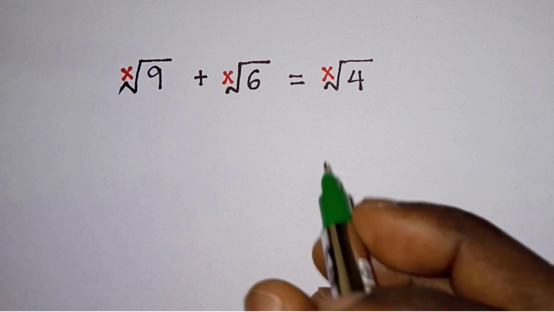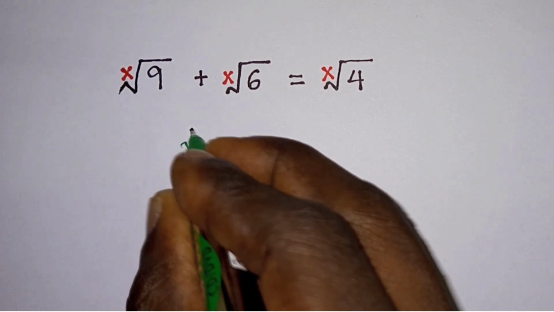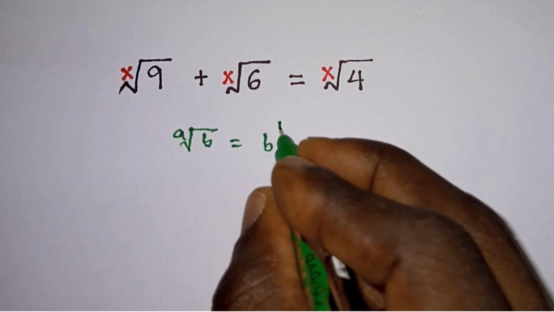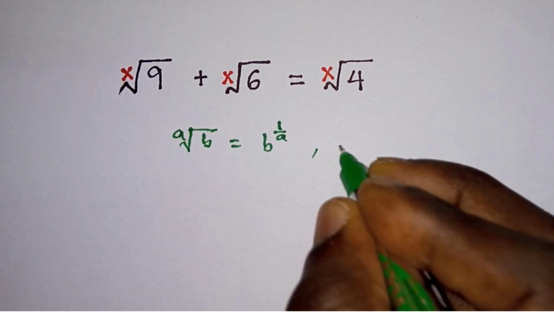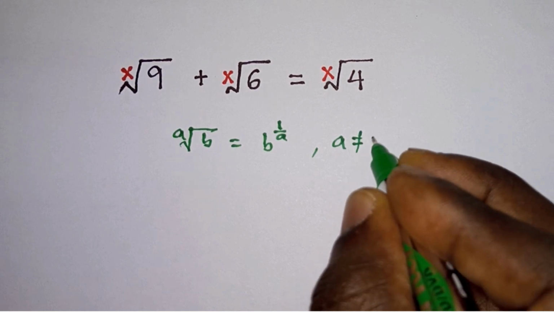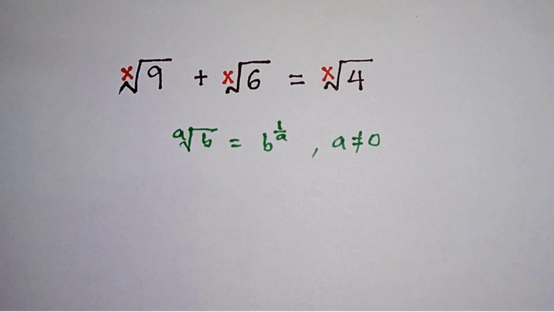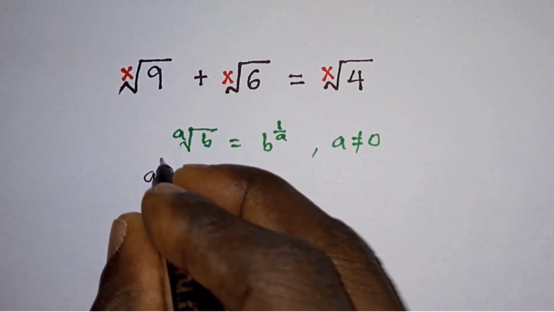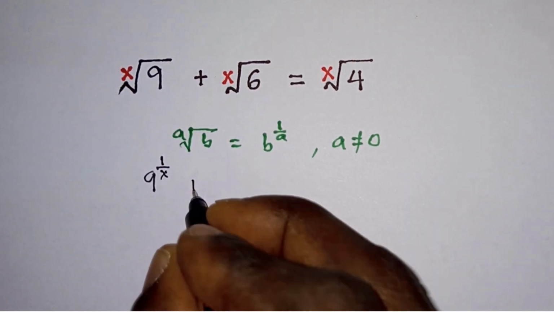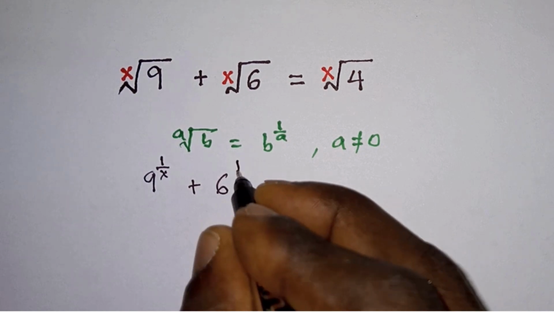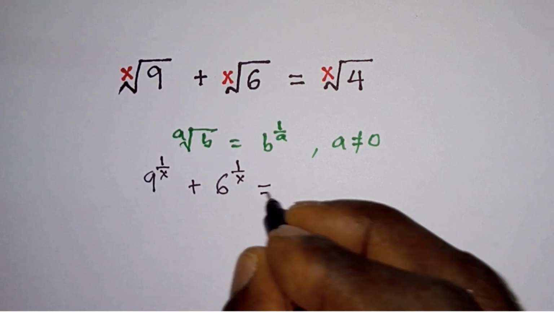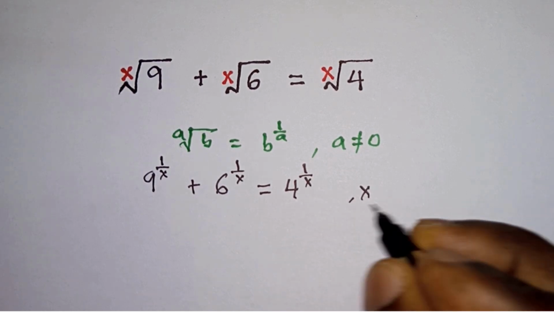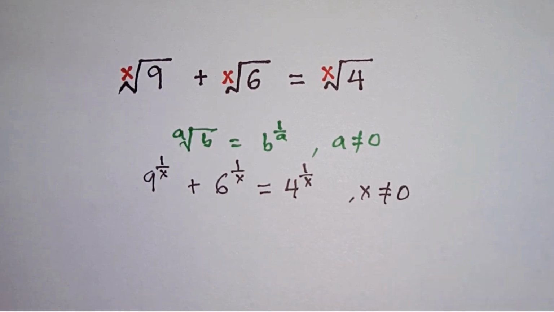Now let's get started. It is important to note that if root of b is equal to b to the power 1 over a, where a is never equal to 0. So note this very well. So we can write the equation as 9 to the power 1 over x plus 6 to the power 1 over x is equal to 4 to the power 1 over x, where x is never equal to 0.